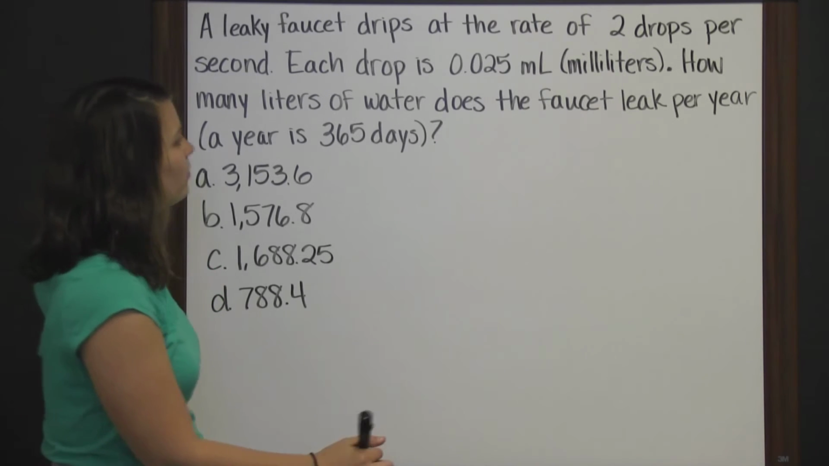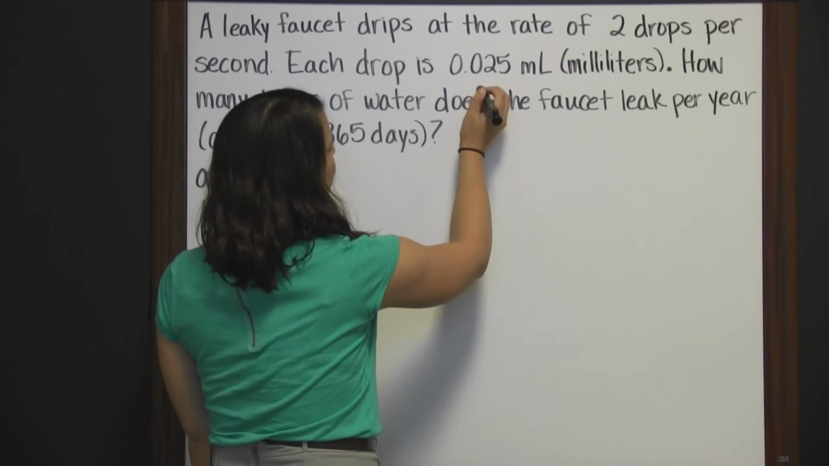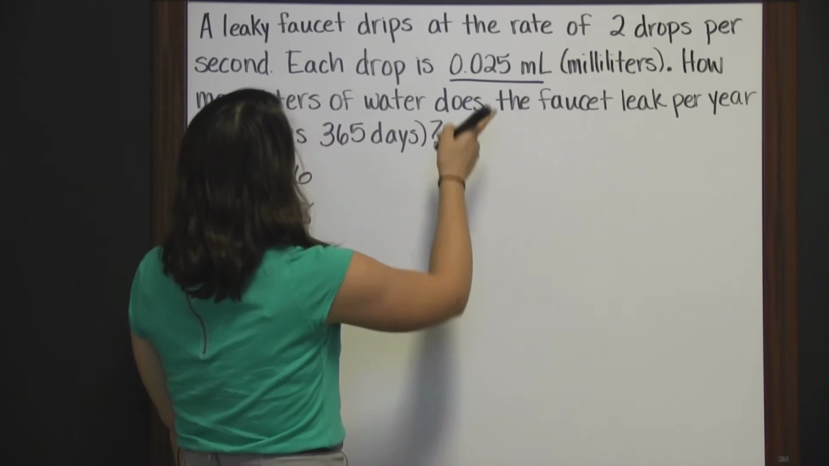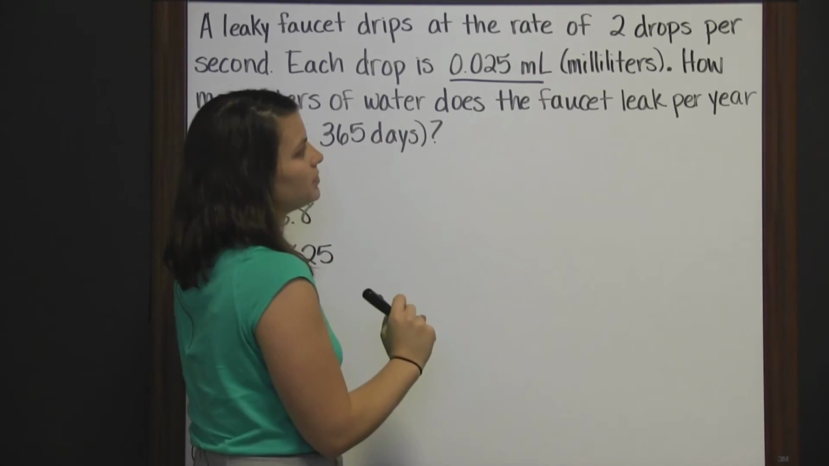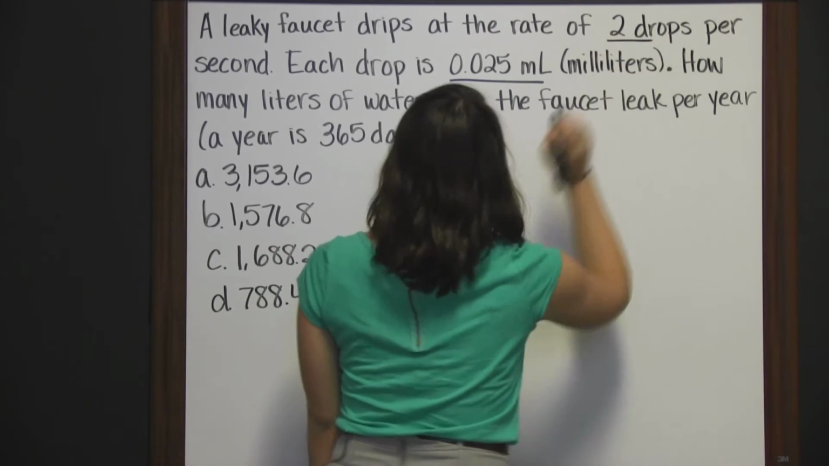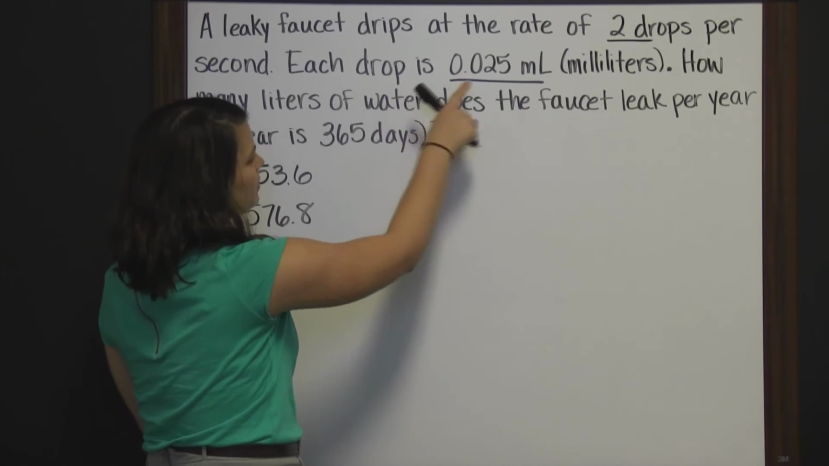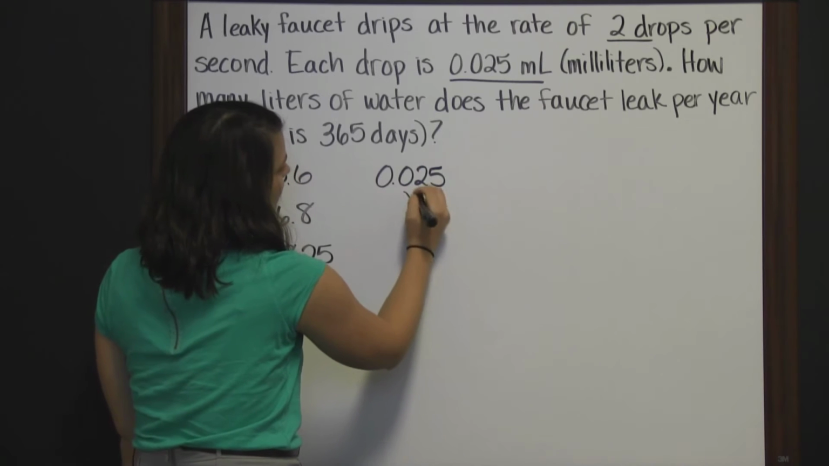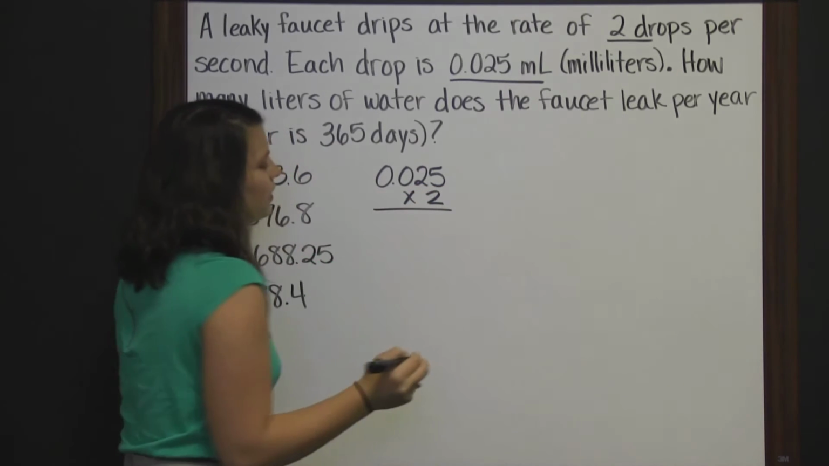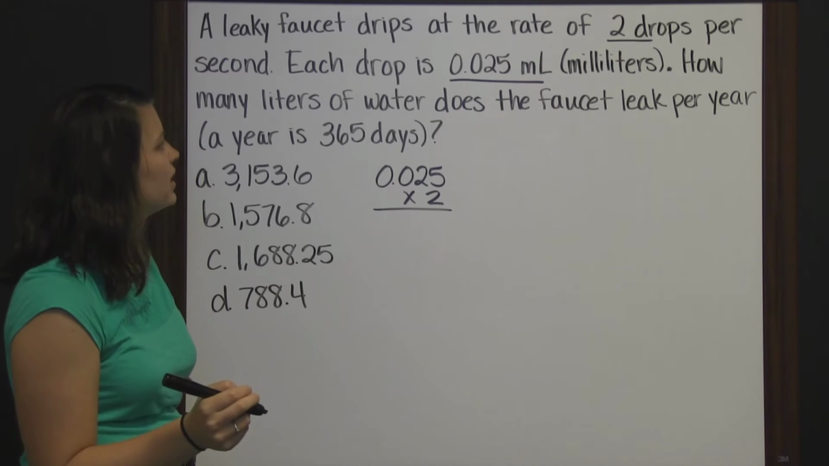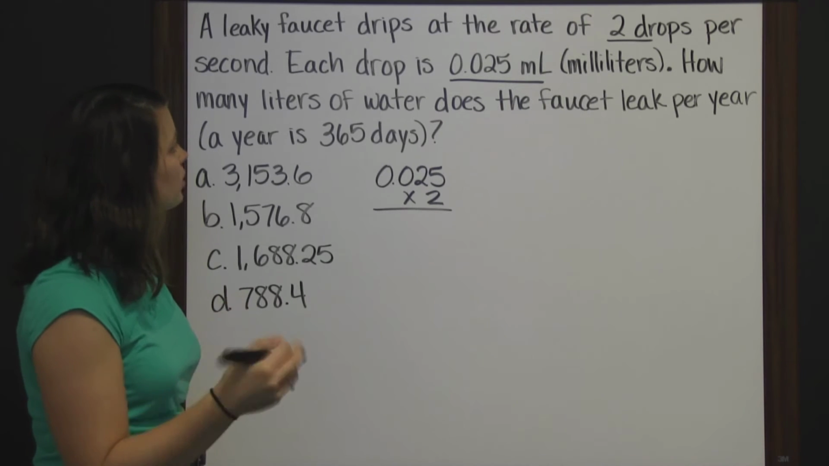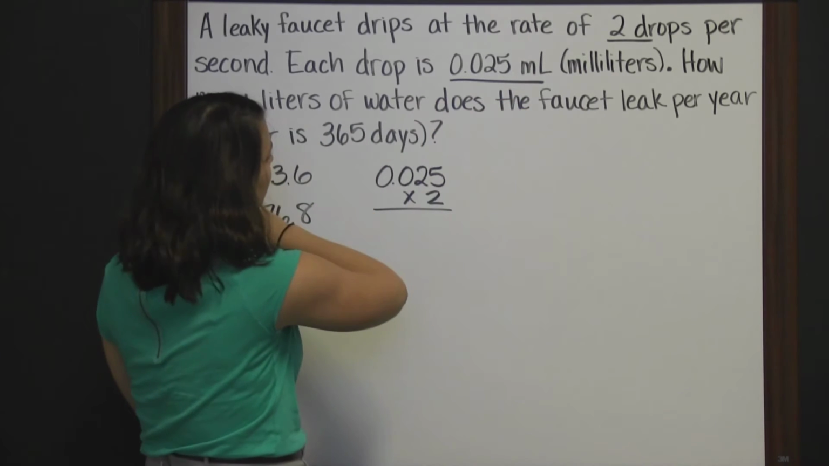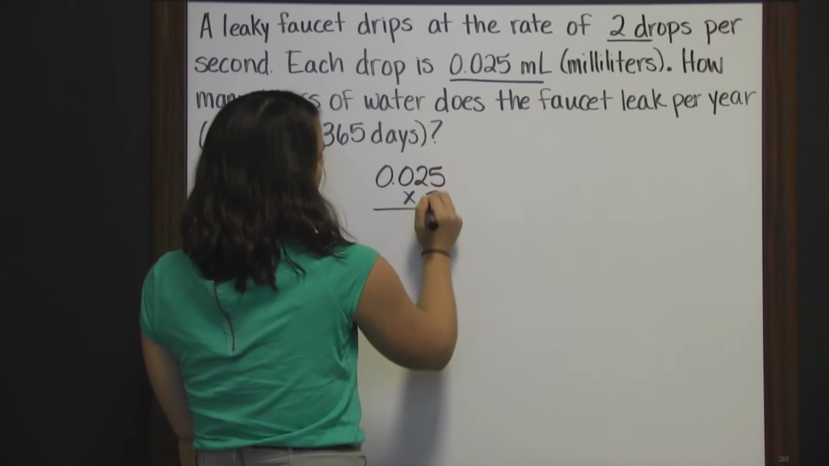So I'm going to start with this 25 thousandths milliliters because it says it drips at a rate of 2 drops per second. But each drop is 25 thousandths milliliters, so I need to multiply that times 2 to figure out how much water drips each second, because it drips 2 drops per second.